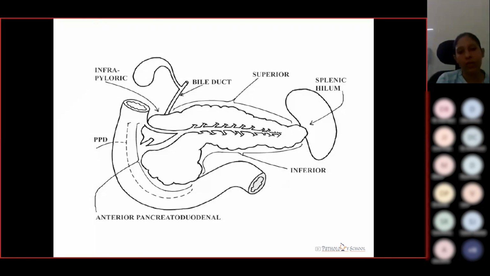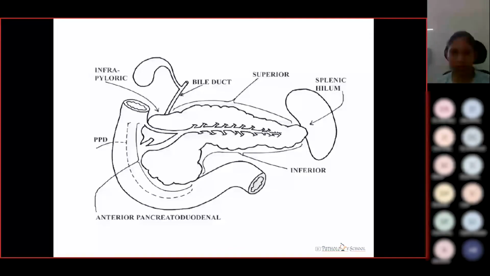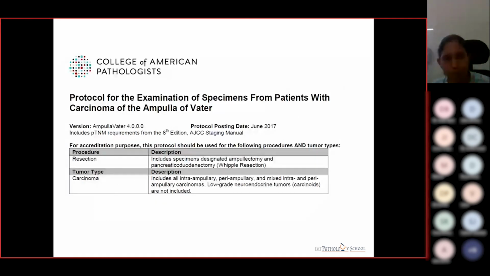Okay, so lymph nodes, again, 12 is the minimum number of lymph nodes. A school of thought says that all peripancreatic fat and connective tissue should be submitted, just so that you don't miss any of the smaller lymph nodes, and satellite nodules, if any. Adjacent duodenum, CBD, and pancreas should also be submitted. So all the grossing tips that I have discussed today, I have learned mostly from the CAP protocols and the Royal College of Pathologists protocols over a period of time, and this is my source of reference.